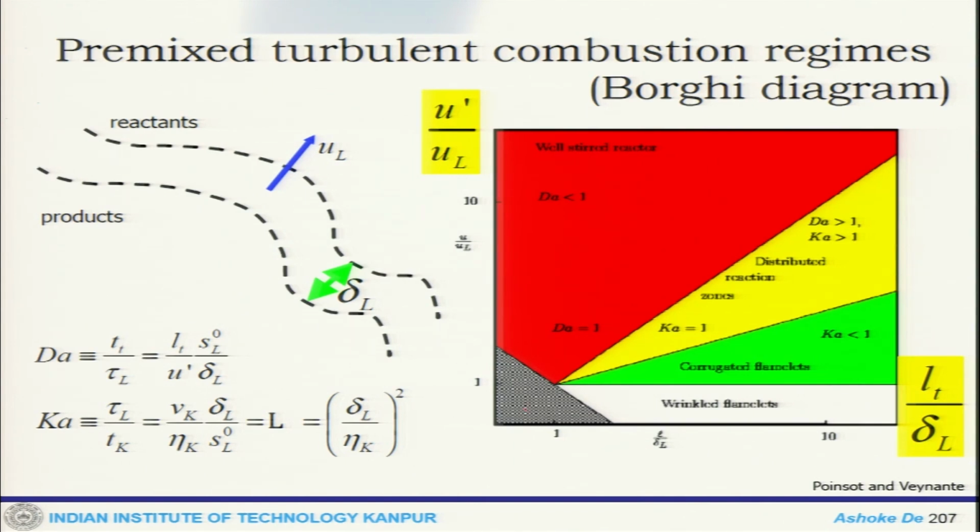It defines different regimes. This is a laminar flame, then you can have wrinkled flamelets. On this side you go LT by delta L, and on this side you go U prime by SL. This is a line where Karlovitz number is less than 1, the corrugated flamelet regime. This is the distributed reaction regime, and this is the well-stirred reactor, where the Damköhler number is less than 1, and this line corresponds to Damköhler number 1. In this particular zone, both the Damköhler number and Karlovitz number are greater than 1.